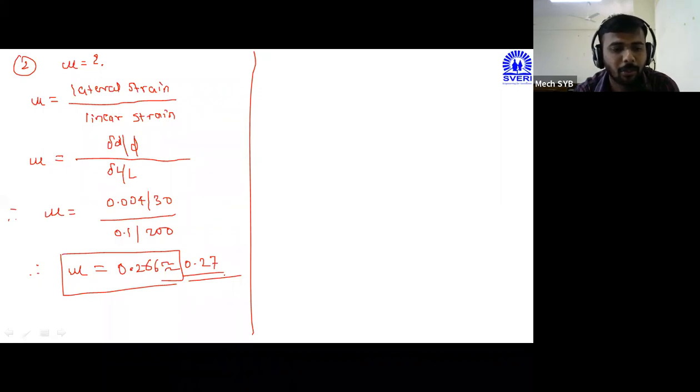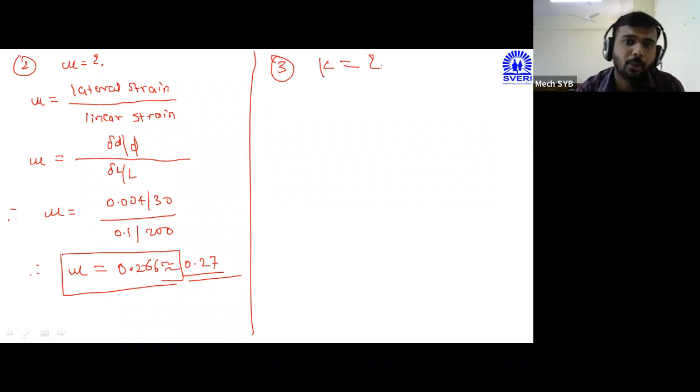0.266 or 0.27, both the answers will be accepted. No problem. Okay. Now, second is calculated. What have they asked? Third, K, bulk modulus K. Which relation do we have to use for the K calculation?